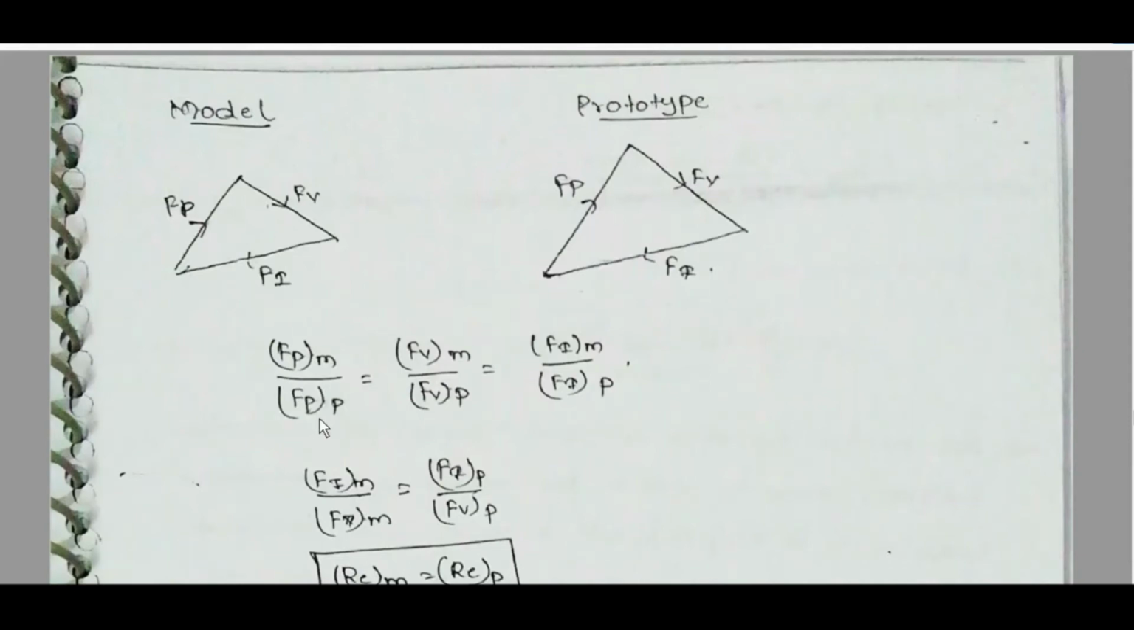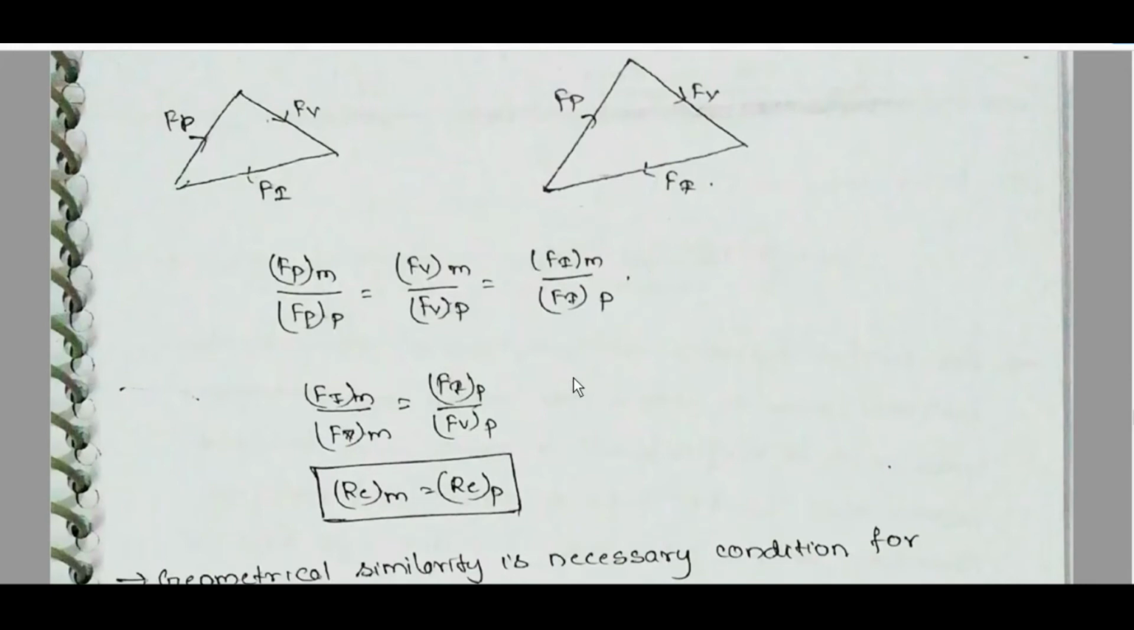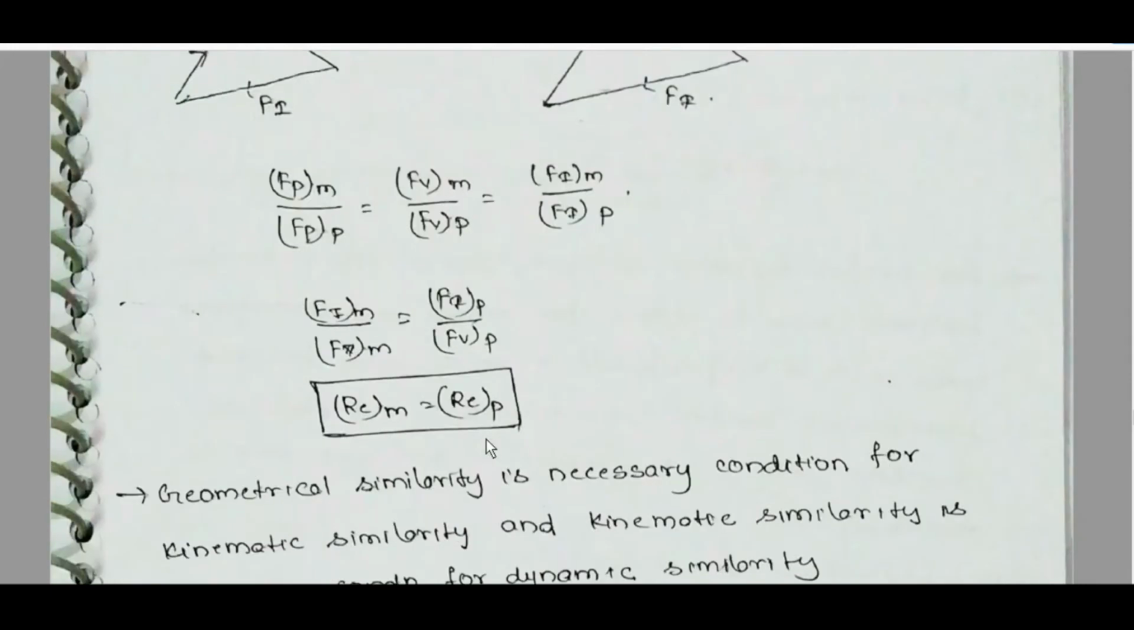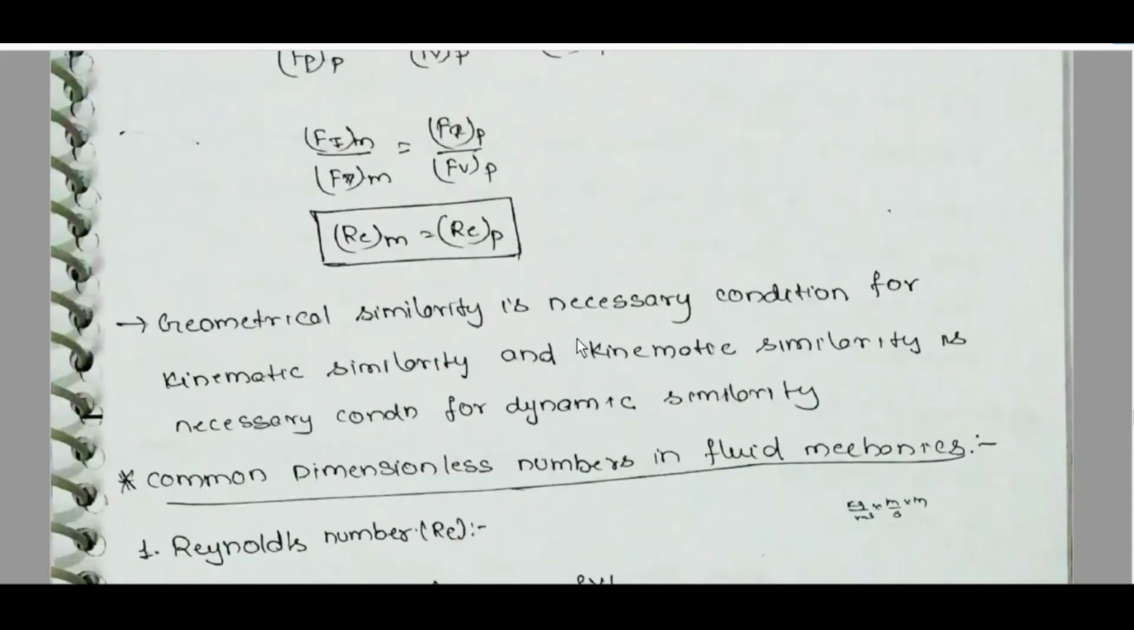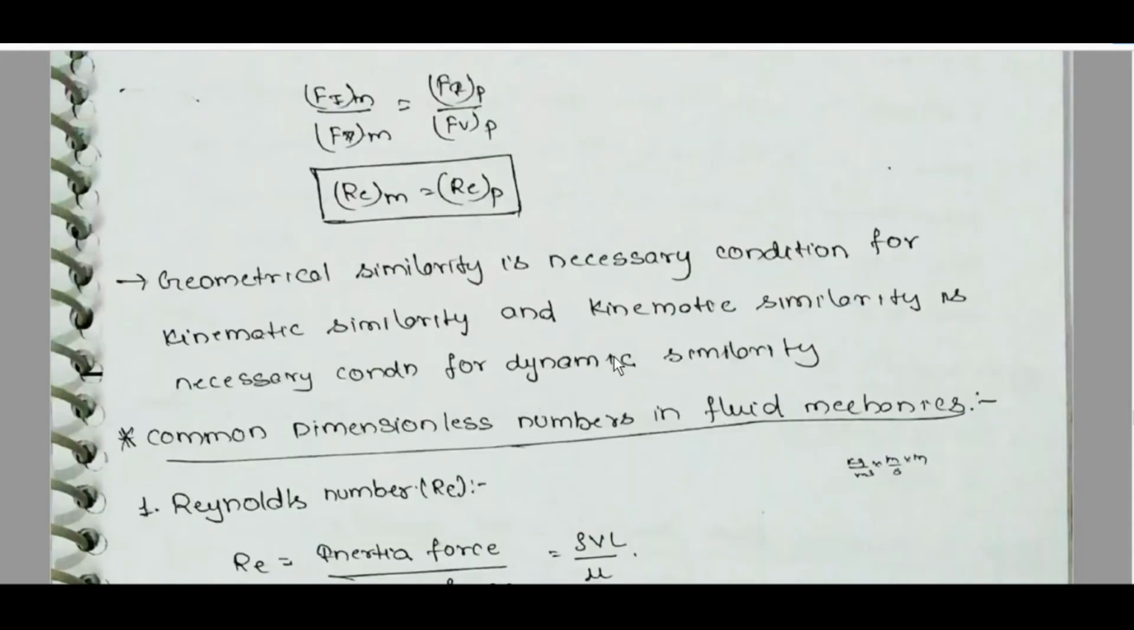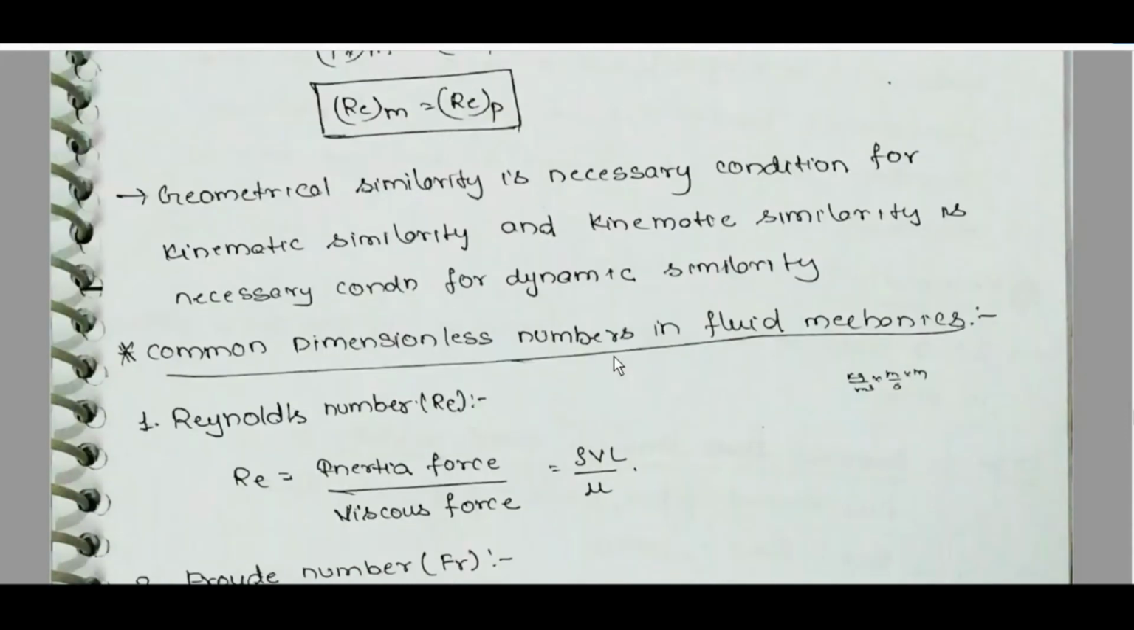FPM by FPP is equal to FEM by FEP is equal to FIM by FIP. FI by FE of model is equal to FI by FE of prototype. REM is equal to REP. Geometric similarity is a necessary condition for kinematic similarity, and kinematic similarity is a necessary condition for dynamic similarity.